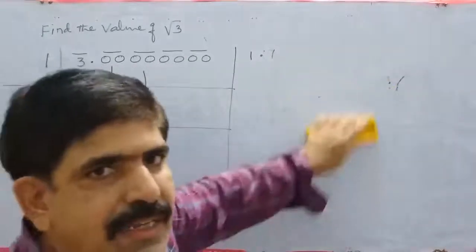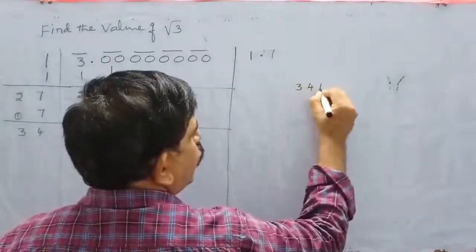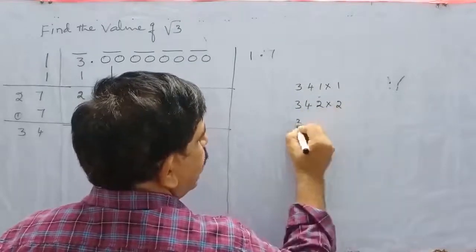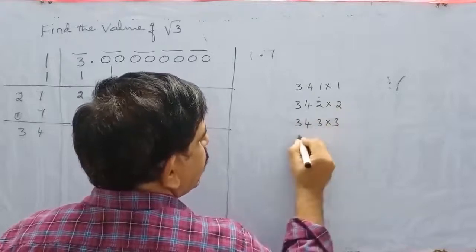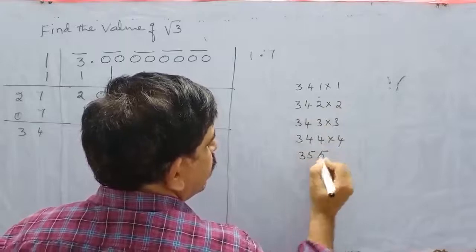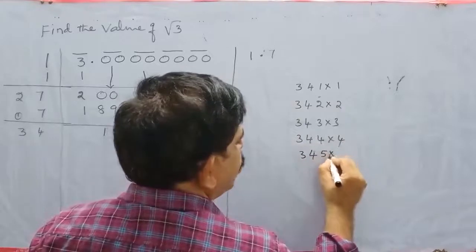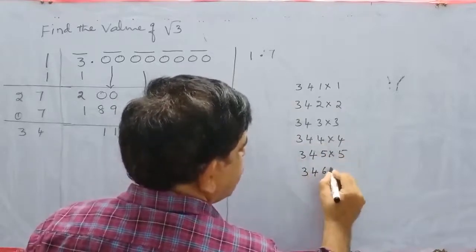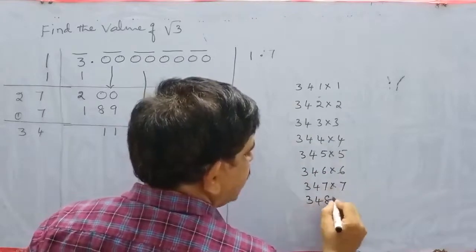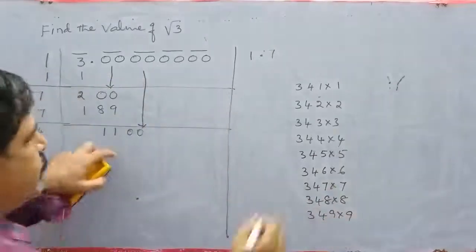Are you able to understand? Next 3 4 1 into 1. 3 4 2 into 2. 3 4 3 into 3. 3 4 4 into 4. 3 4 5 into 5. 3 4 6 into 6. 3 4 7 into 7. 3 4 8 into 8. 3 4 9 into 9. Okay.